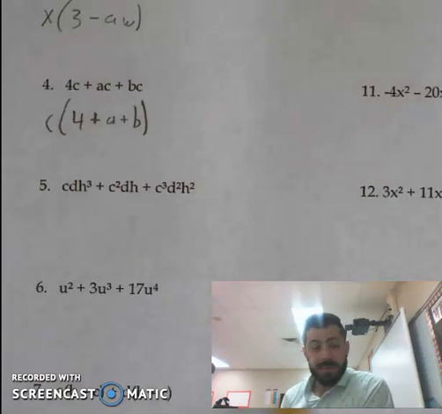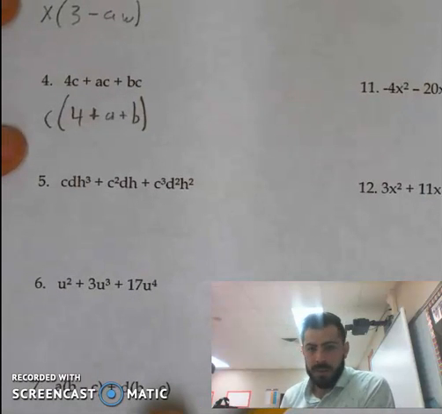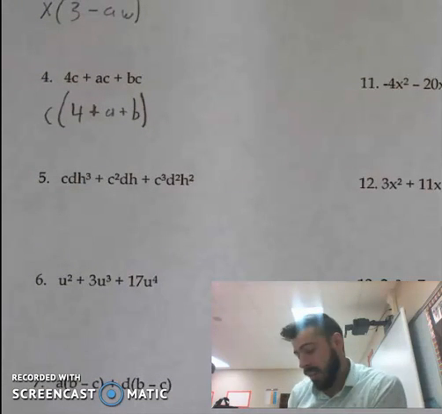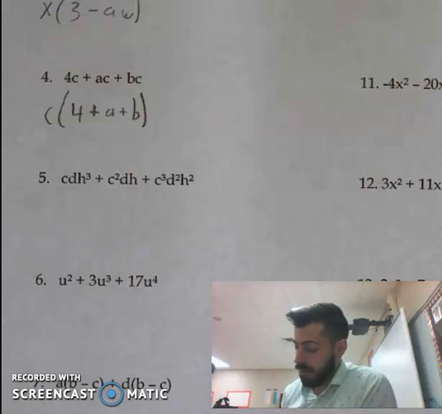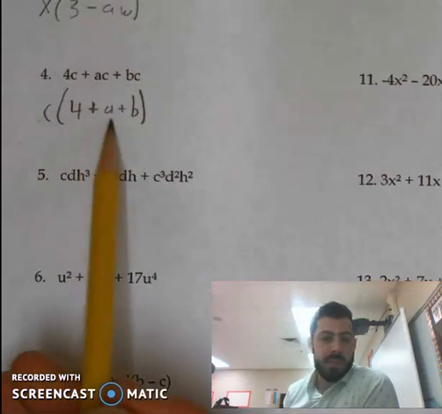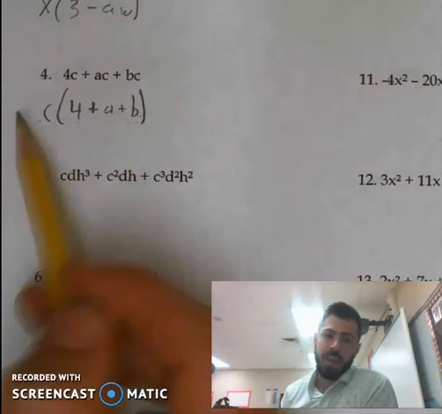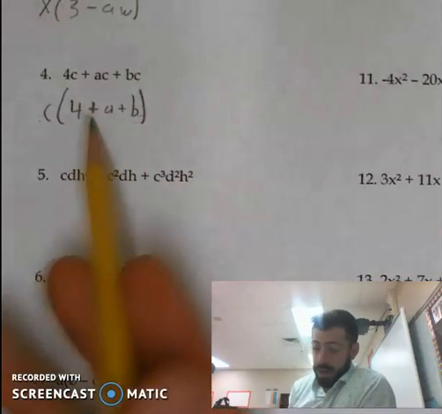All right, so there's the answer to 4, right? It's pretty straightforward. All 3 terms have a c in it, and that's the only thing they have in common. So you factor out a c, you get c times 4 plus a plus b. And if you were to distribute the c, you'd end up back where you started. So now it's been factored.